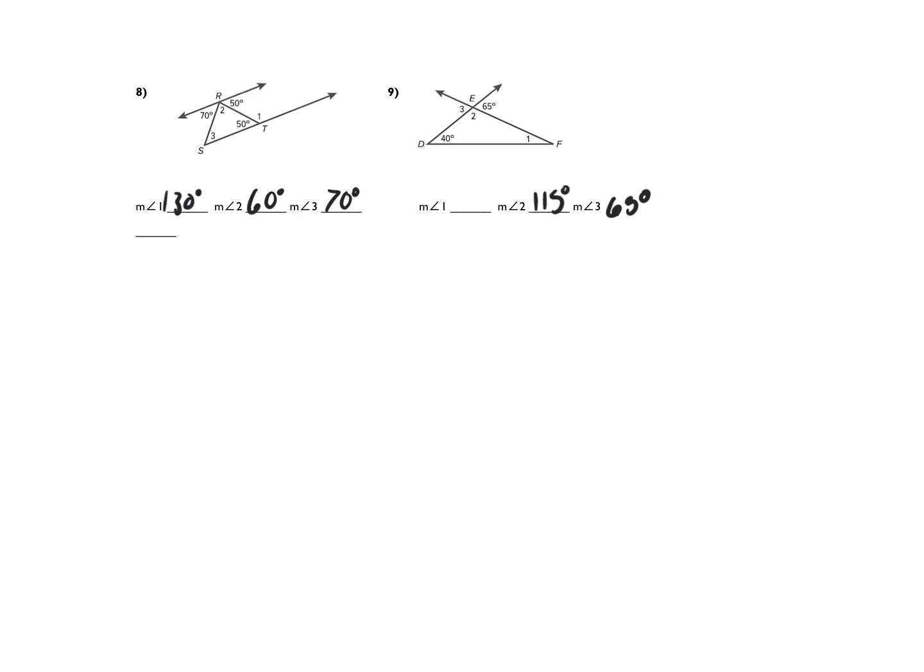And then angle 1 is going to be in the triangle with that 115-degree angle and the 40. So 115 plus 40 plus measure of angle 1 is 180. So 115 plus 40 is 155. So 180 minus 155 is 25.